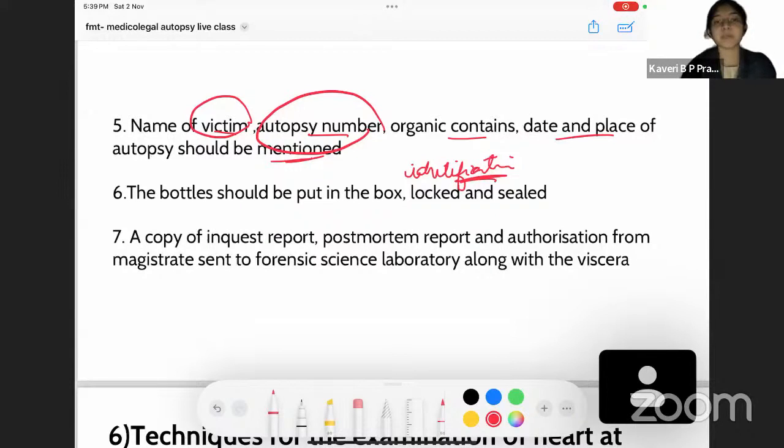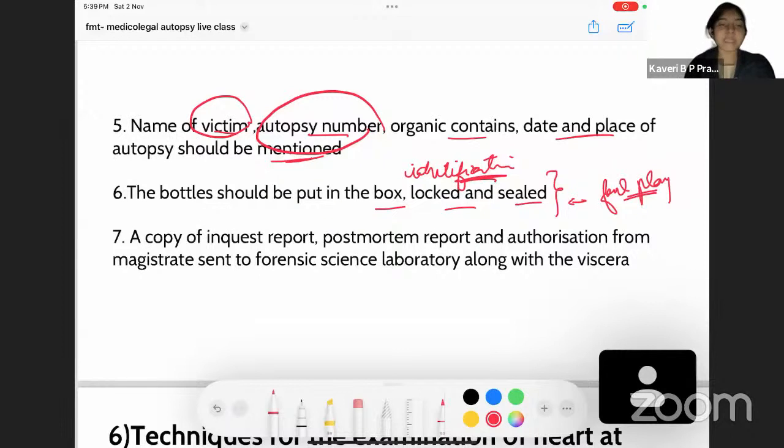The bottle should be put in the box, locked and sealed. So why do you have to lock it and seal it? Is it because we can keep it in that one? No, it is to avoid any foul play. Somebody might come and change the sample. So in order to prevent foul play, you have to lock and seal the box.